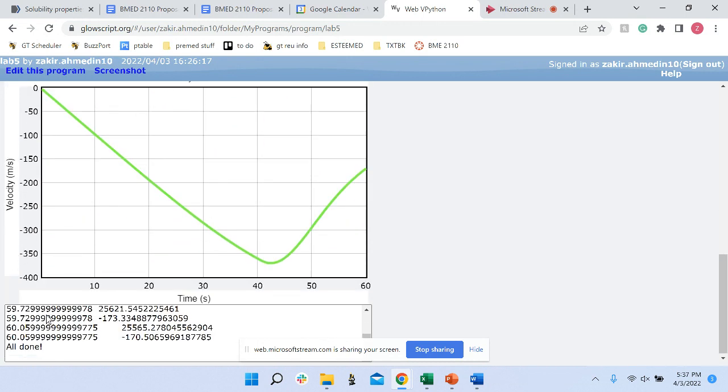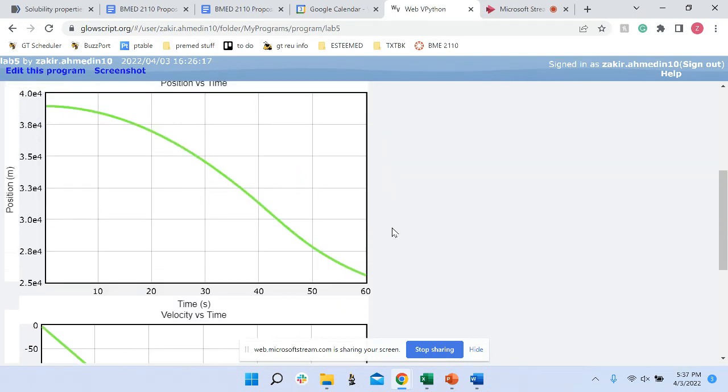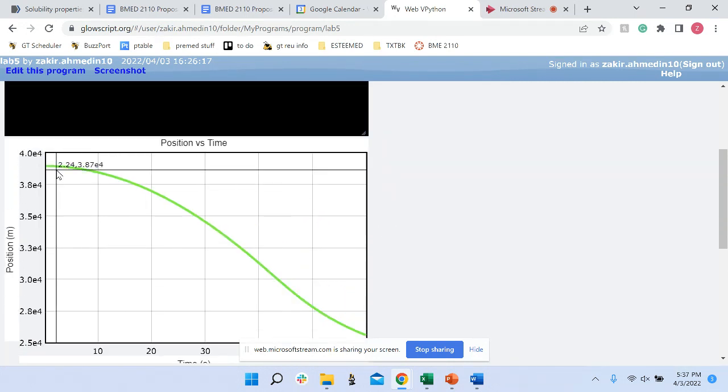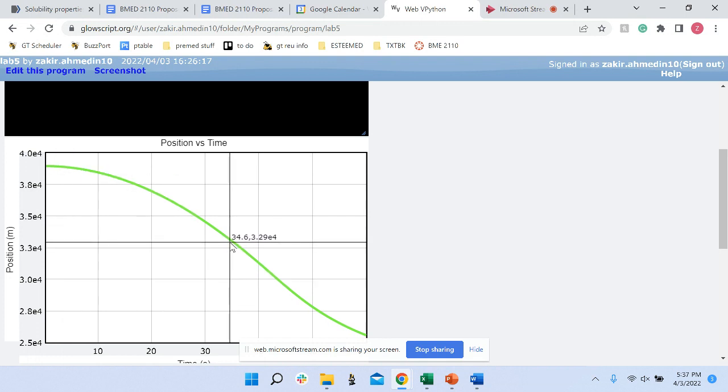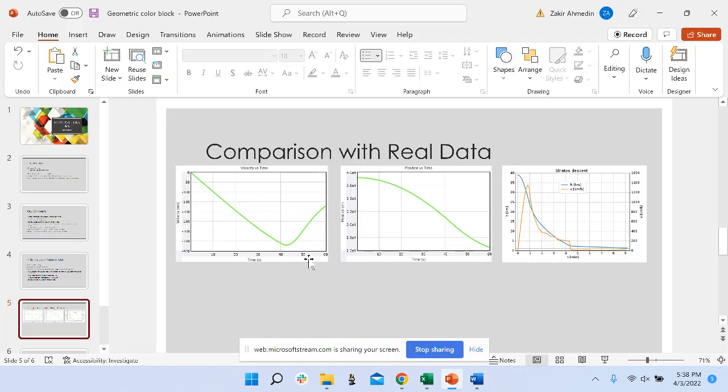And as you can see, we have a maximum velocity of approximately 370 meters per second, which is actually very similar to the actual observed maximum velocity, which was negative 372 meters per second. And then for the position data, we see a curve that changes concavity right around 30 something seconds. And I can compare this with the real data.